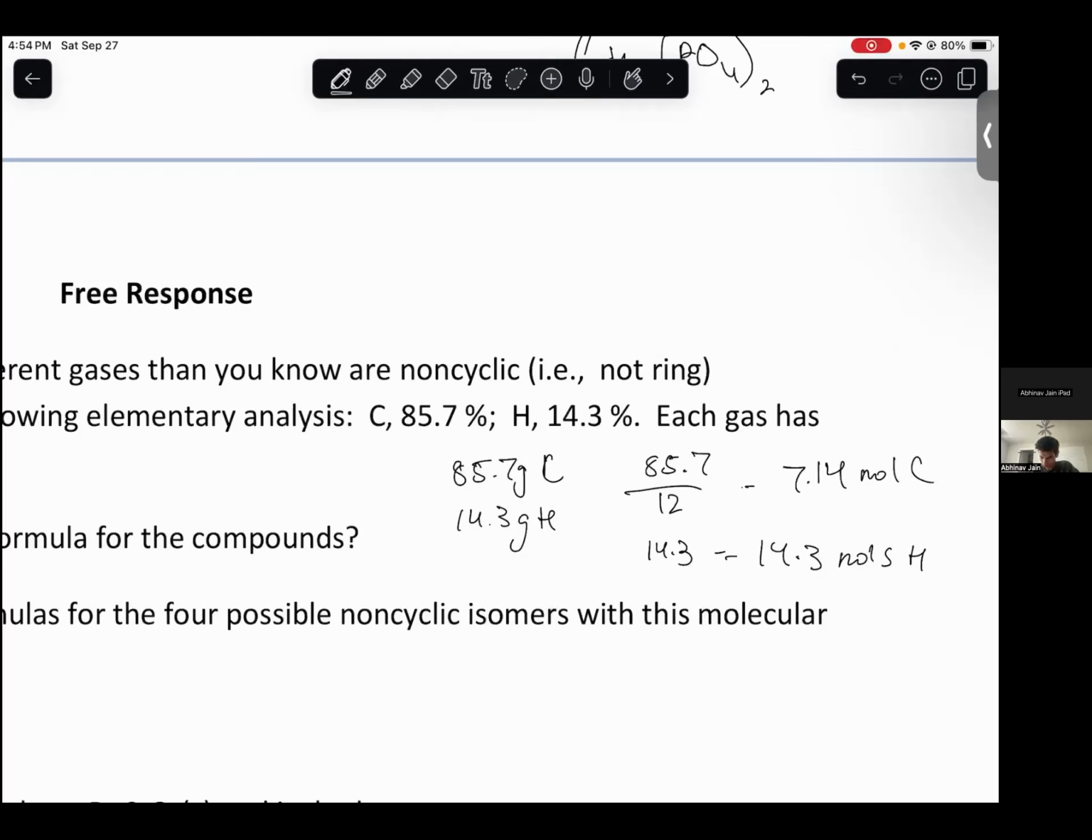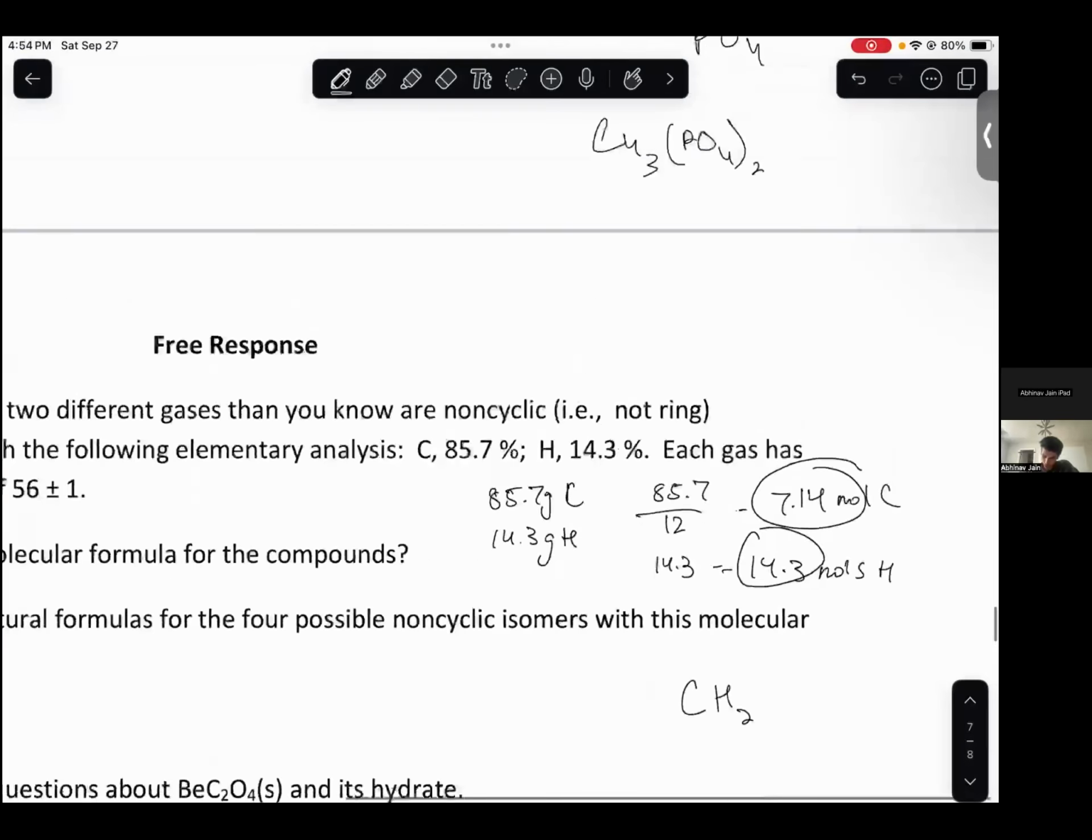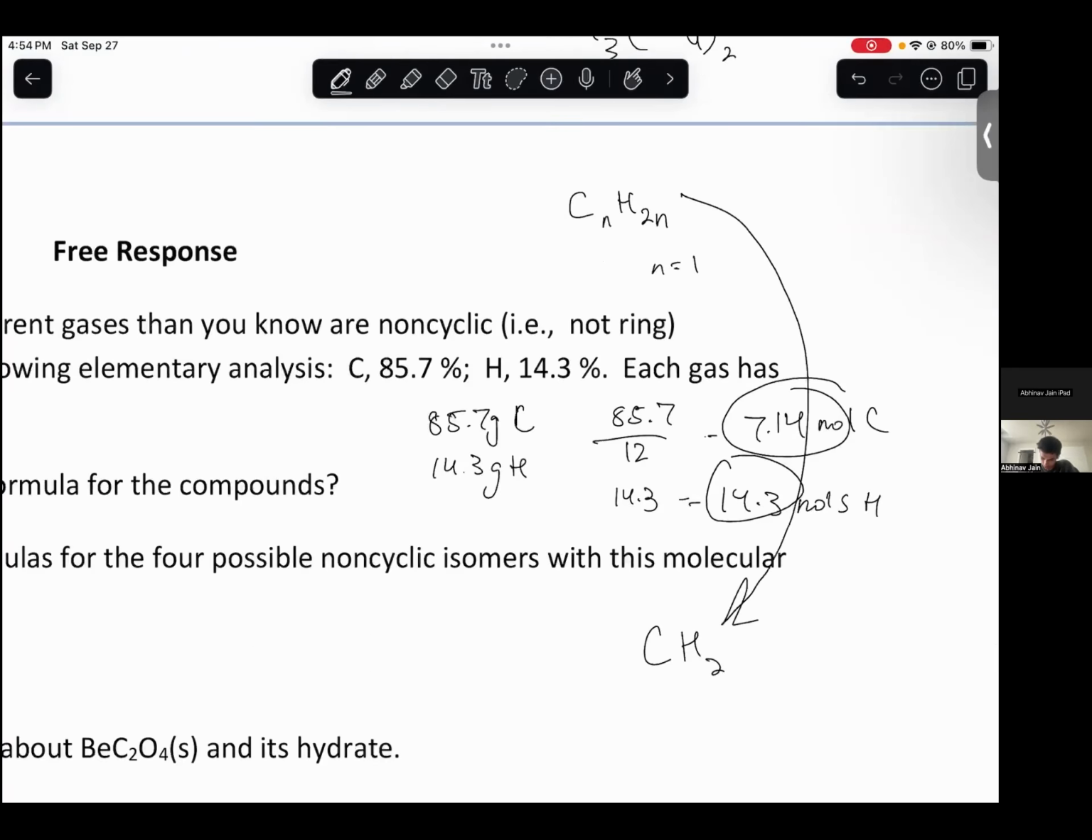Notice how we can pretty much see that there's a 1:2 ratio. It's going to be CH2 as the molar ratio. This is indicative of something like an alkene, because remember, alkenes have the formula CnH2n. So if n equals 1 in this case, this is consistent because we'll get CH2. This is obviously an empirical formula.